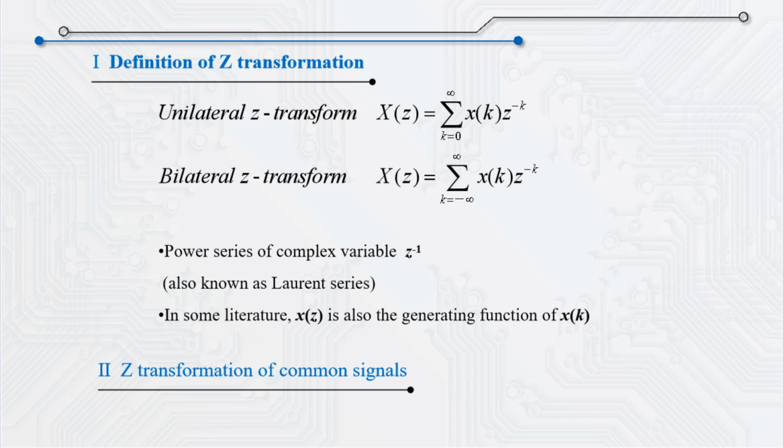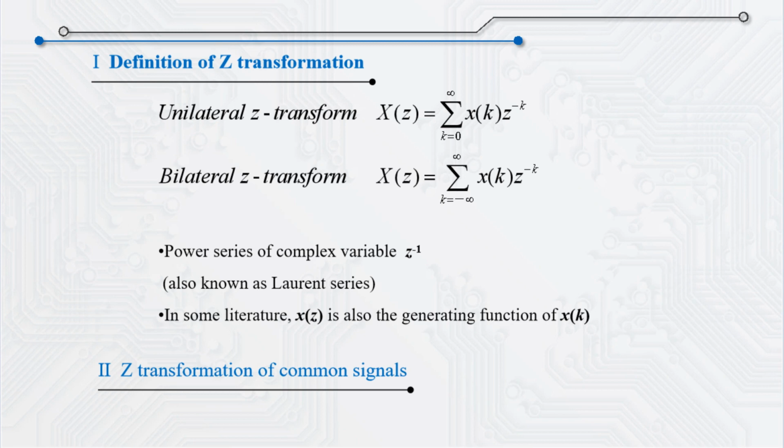First, let's analyze the definition of Z-transform and the Z-transform for typical sequences. The first content is the definition of Z-transformation. Z-transformation is divided into unilateral Z-transformation and bilateral Z-transformation. Its definition is as follows.